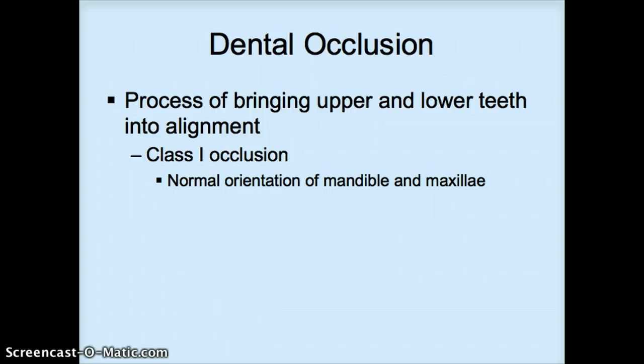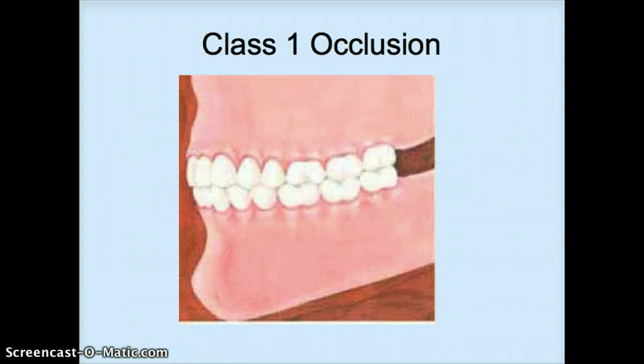A class 1 malocclusion, this would be normal orientation of the molars, so the molars would be connecting together correctly, but abnormal orientation of the incisor teeth. So here you can see a picture of a class 1 occlusion. And so you see the teeth are locking together, and this is a normal orientation. This is a normal bite between the mandible and the maxillae.